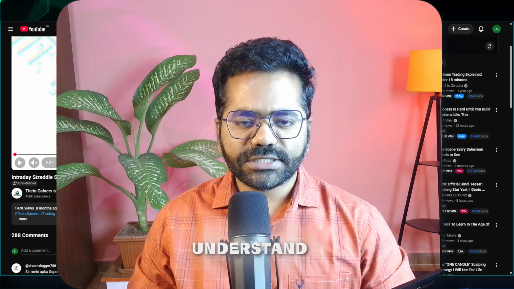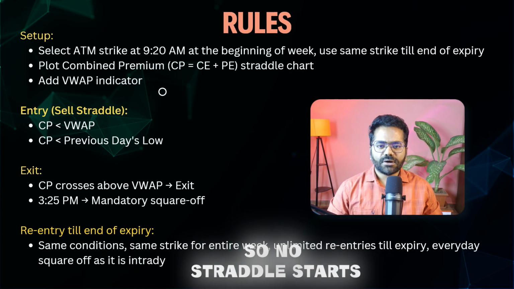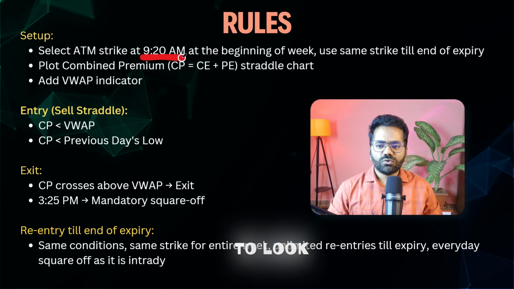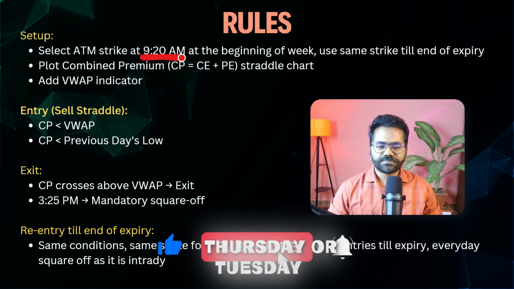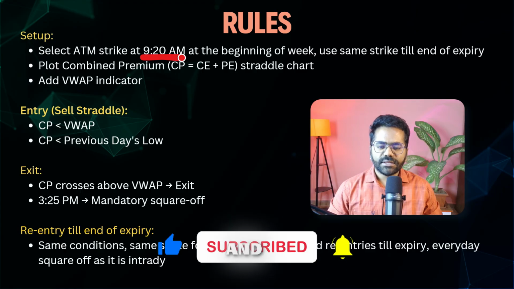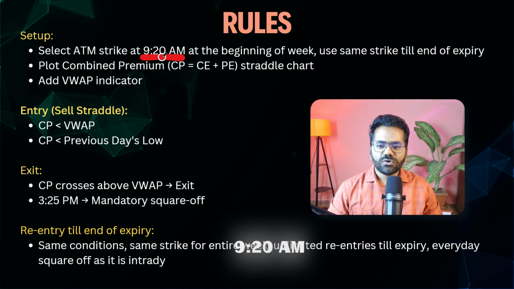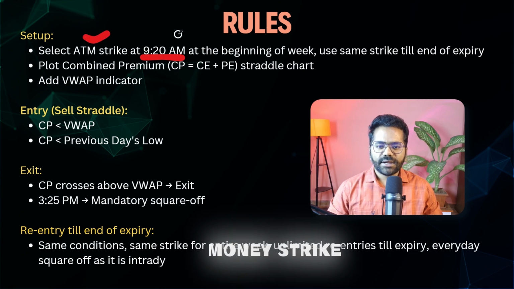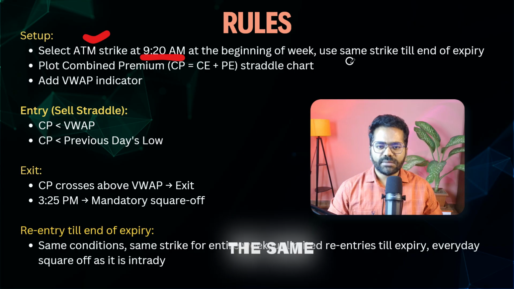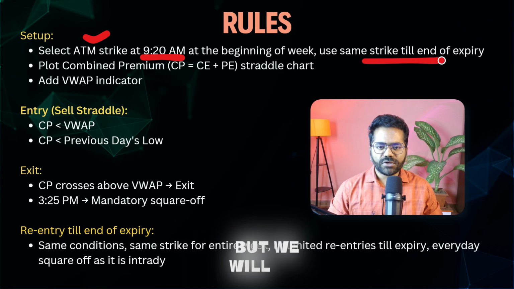So go through this video, understand the strategy, but I will cover the summary of it. So no straddle starts without 9:20. So we are going to look at what is the ATM strike at 9:20. So imagine next week Thursday or Tuesday is the expiry day for the Nifty, and then this week Wednesday new expiry starts. So on a Wednesday 9:20 a.m. we look at what is the ATM strike, so basically the at-the-money strike at 9:20 a.m., and then we use the same strike till the expiry for the trading. It is intraday trading, but we will use the same strike.